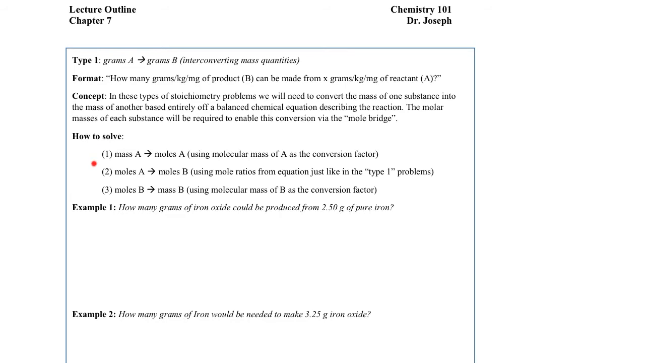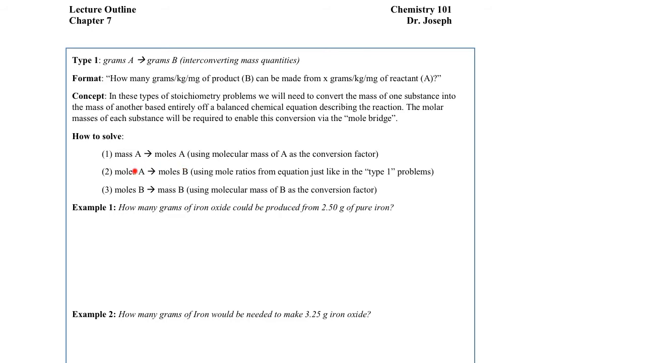Well, the basic process is outlined down here. The first thing to note is that we don't have a direct conversion factor between the mass of A and the mass of B. We have to go through some intermediate stages. The first stage is we convert our mass of A into the moles of A. And to do that, we use the molecular mass of A as the conversion factor. After we have moles of A, we're going to convert moles of A into the other material, so moles of B. Now, we just saw how to do that.